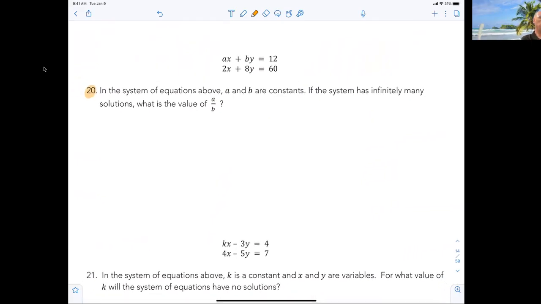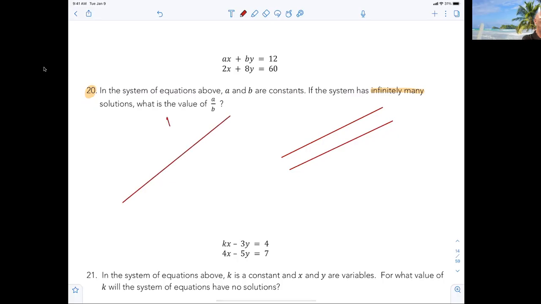Now, in the system of equations above, the system has infinitely many solutions. If it has infinitely many solutions, that just means it's the same exact what? Same exact line, right? So just review. This has no solution because they're parallel. This and this has one solution. And then this and this has infinitely many solutions because it's the same line. Does everybody agree with me? So if it's the same line, does everybody agree the slope is going to be the same? So that's what I'm getting at.